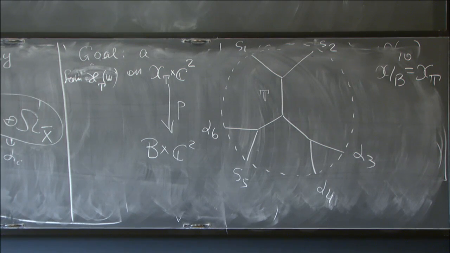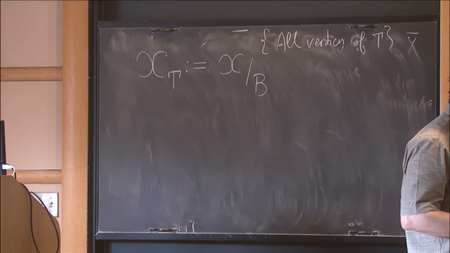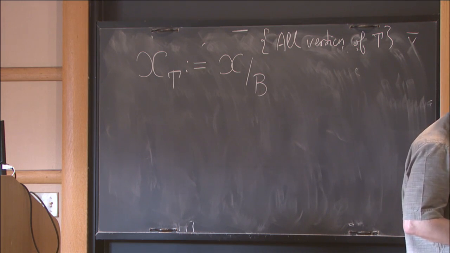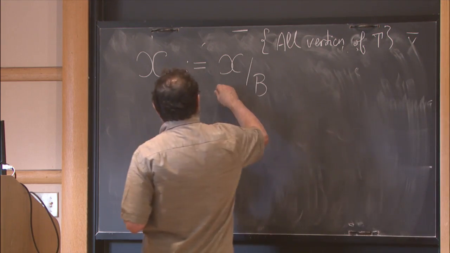So all vertices are the inner one as well as the one on the surface. Yes, x to 10 in this particular picture. And so this has a natural projection to the base.